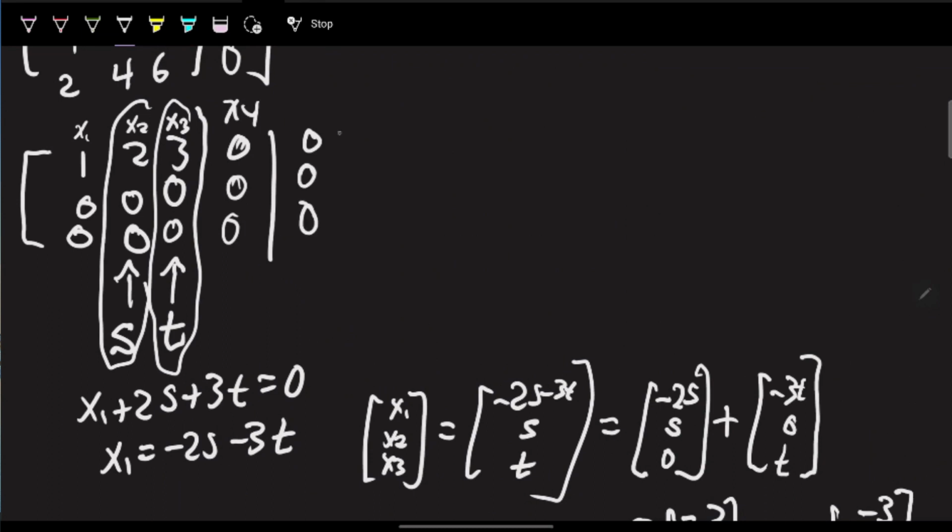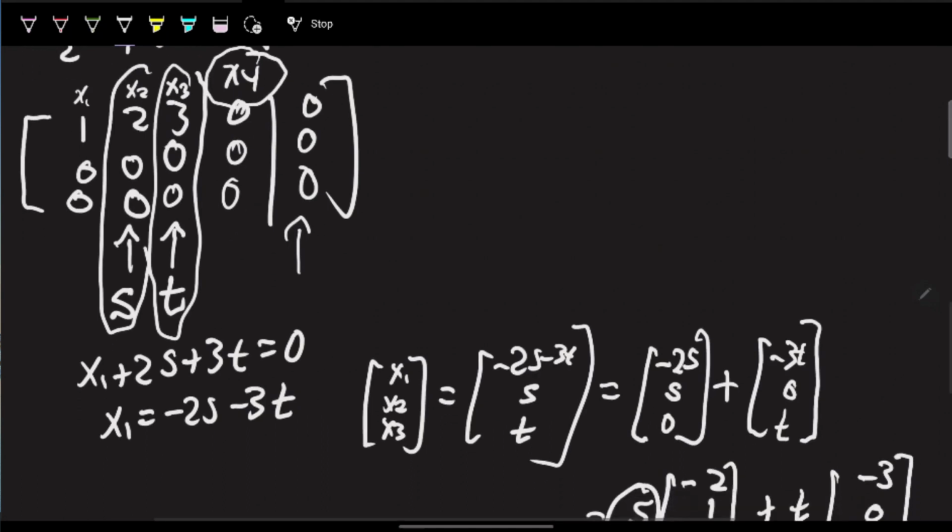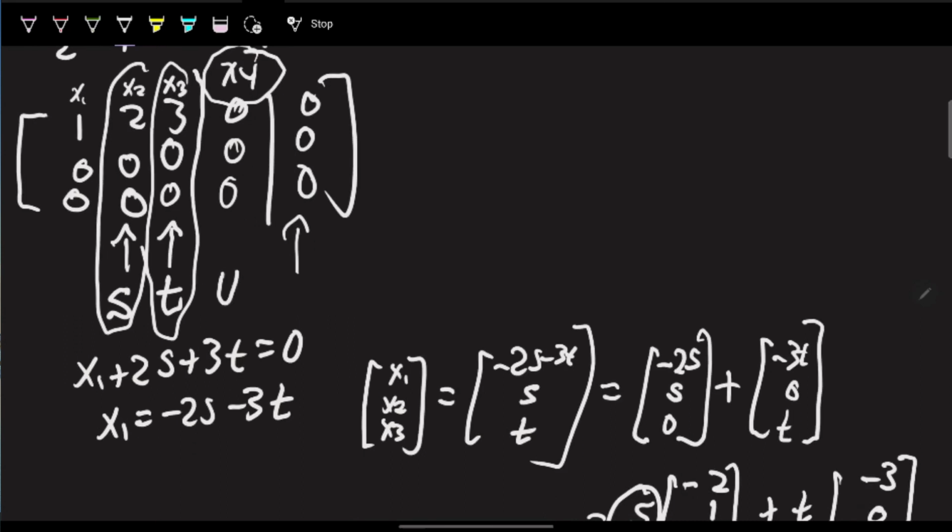And then the resulting matrix was still, sorry, what do you call this extra part? The augmentation, right? The augmentation is still 0, 0, 0. What would you say about this extra variable x4? What can this be? Anything, right? Yeah, exactly. Anything. Let's maybe call this u.